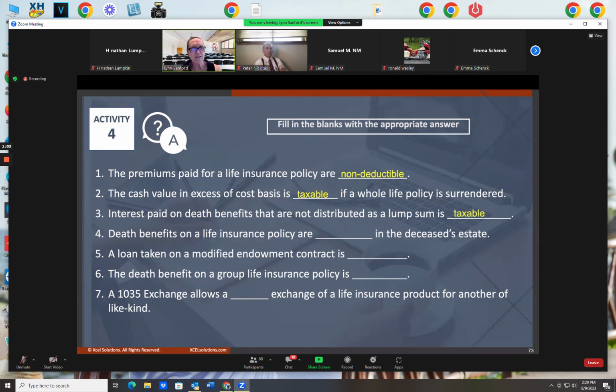Interest paid on death benefits, even though the death benefit is received federal income tax free. Interest on the death benefit that is held on account by the insurance company, when the interest is paid, it is going to be taxable, because interest is always taxable.